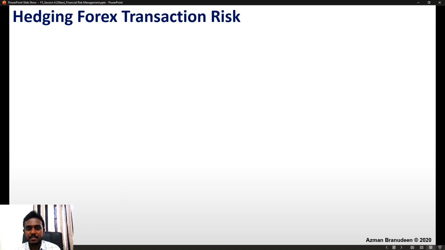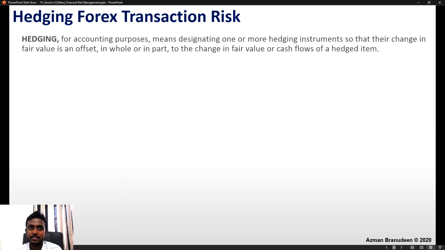Now, this particular piece is going to be focusing on 2 elements. One is forex transaction risk and the other is interest rate risk. The first key area is hedging foreign transaction or forex transaction risk.